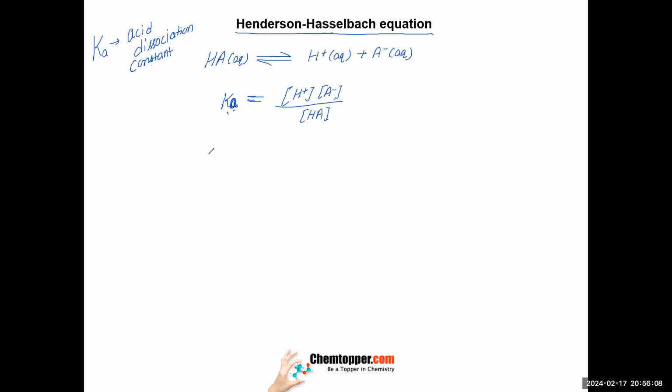Now let's do one thing. All of you are okay with this equation? Good. Take the negative log of this equation. Then it becomes negative log of Ka is equal to negative log of H plus, this multiplication will become plus, and then negative log of the concentration of A minus over HA.